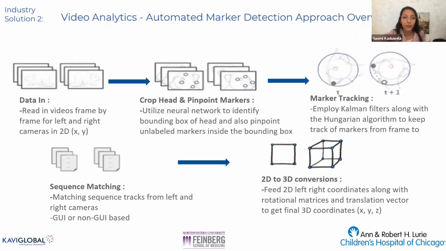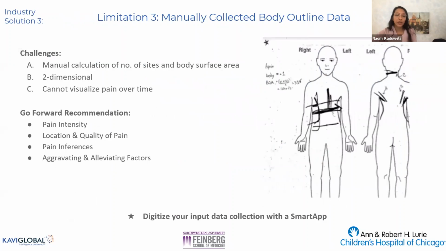So we use a neural network to identify the bounding box to really get the head and the markers in position. Then we employ some Kalman filters along with a Hungarian algorithm to keep track of the markers from frame to frame. And there's some sequence matching that needs to come up to align the left and the right cameras to then convert this 2D into the 3D representation that we had. So very exciting work, and we hope that we can apply similar things to Renee's research for the nonverbal and neonatal pain classification.